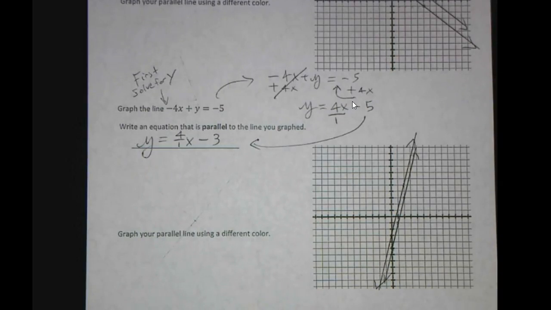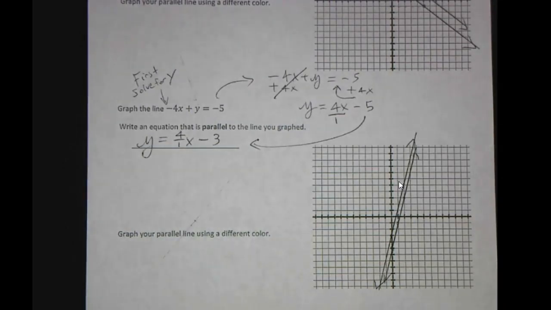Say what? Positive. For which one? So we added 4x, so it's a positive 4x. So again, same slope, different y-intercept. They look parallel even if they're really close together, right? So we're going to flip it to the back.